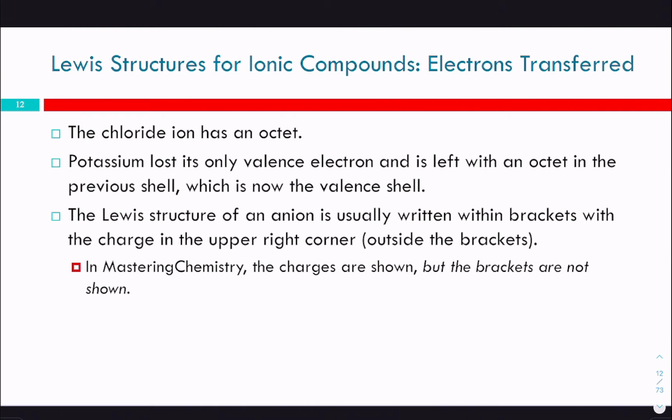The Lewis structure of an anion is usually written in brackets with the charge in the upper right corner outside the brackets. So really you draw chlorine as an ion with an octet, and to make it more clear that that negative is the charge, put it in brackets.